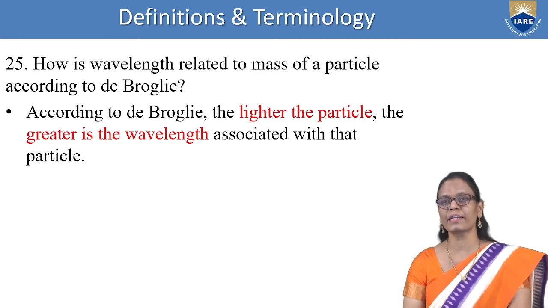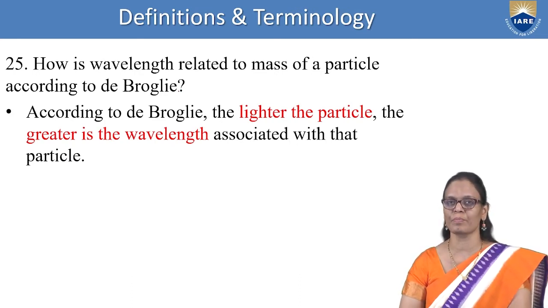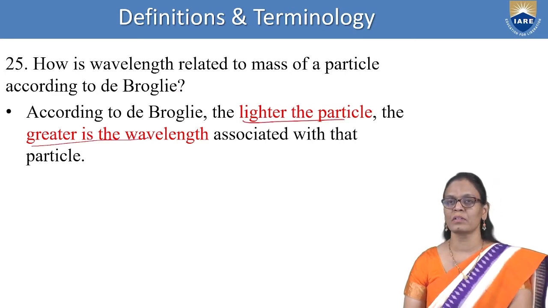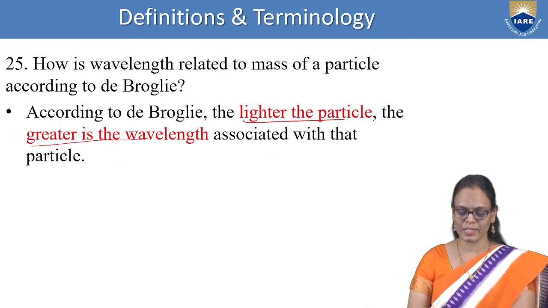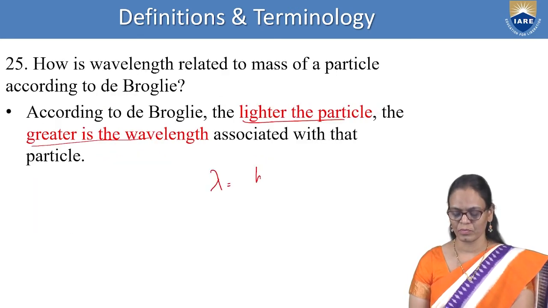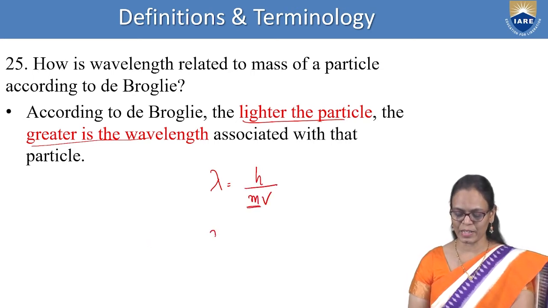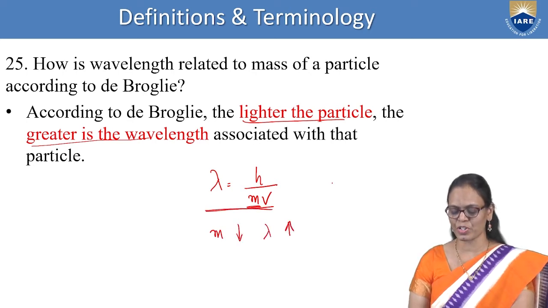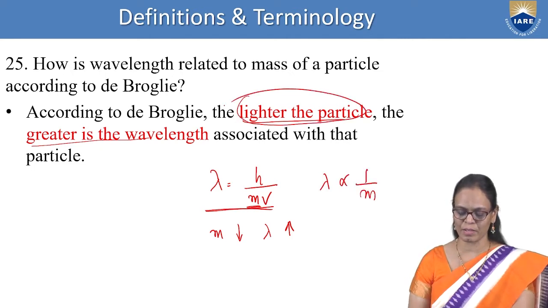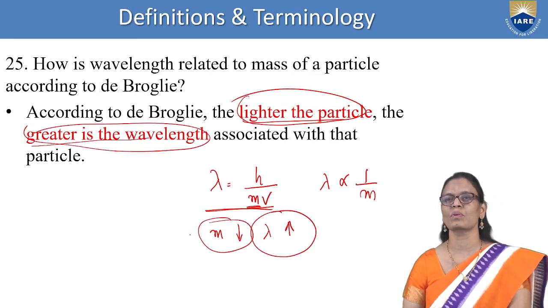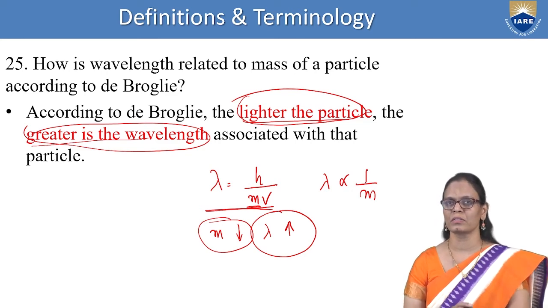Now, how is wavelength related to the mass of the particle according to de Broglie? The lighter the particle, the greater the wavelength. We have the relation lambda equals h upon mv. So lighter the particle means if m is less, lambda is more. Lambda is inversely proportional to m. Lighter the particle means the mass is less, and greater the wavelength means the wavelength is more. That is how we understand the wavelength.